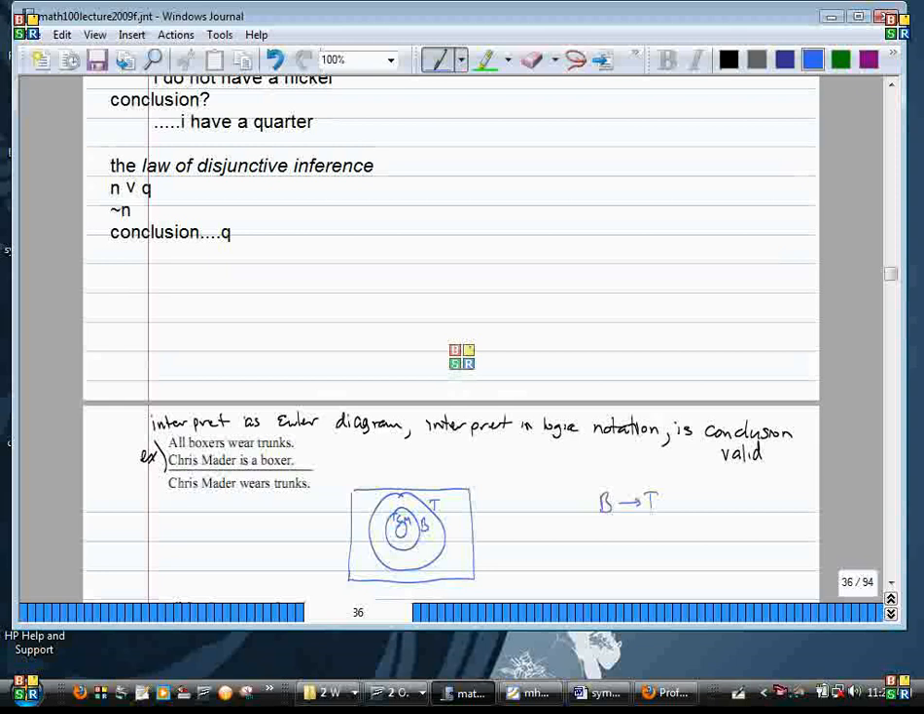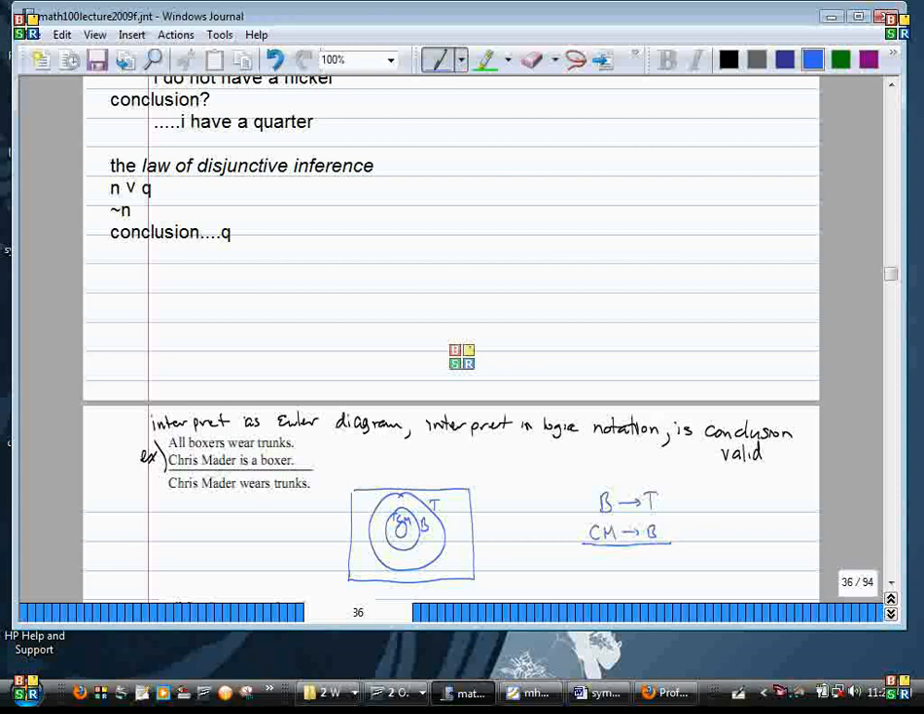Okay. What about Chris Mader is a boxer? Now I'll admit this one's tricky because you have to put this in words that we wouldn't normally use when talking about a person. So you could say that C is B. If you're Chris Mader, then you're a boxer. If CM, then B. Okay. So now obviously we normally wouldn't say it like that, but saying it like that certainly helps us see what the logical statement is.